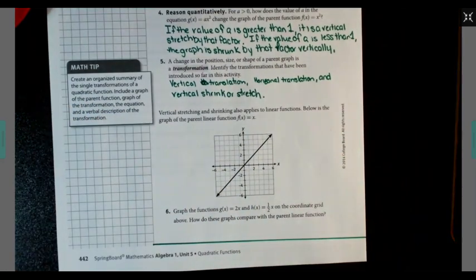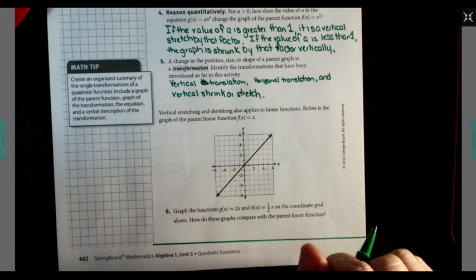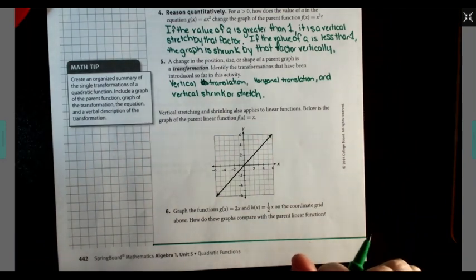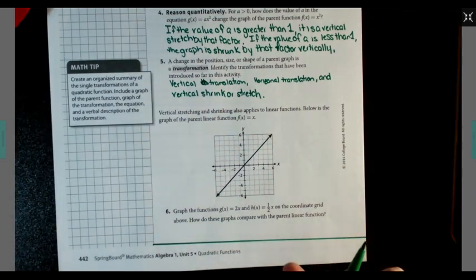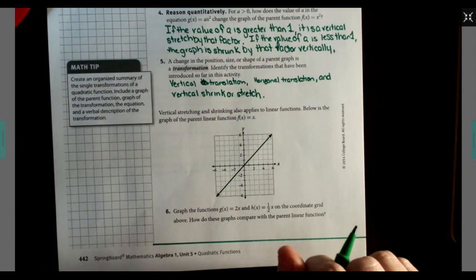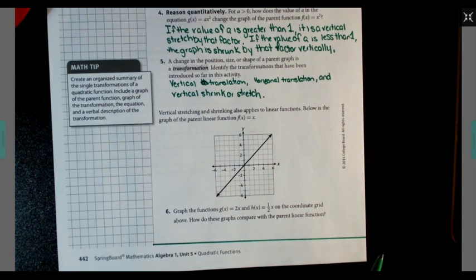Let's take a look at this next problem. Vertical stretching and shrinking also applies to linear functions. Below is the graph of the parent linear function f of x equals x. Graph the functions g of x equals 2x and h of x equals 1/2 x on the coordinate grid. How did these graphs compare with that of the parent function?